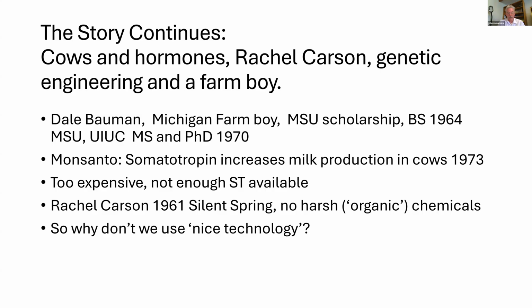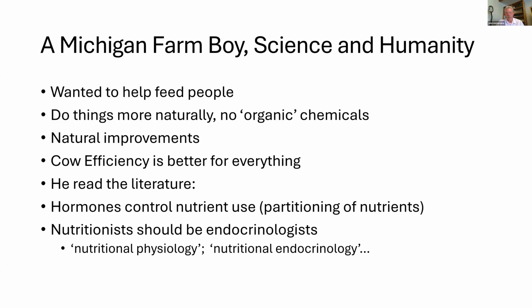And Monsanto in the 60s and 70s had showed that you can increase milk production using somatotropin, but it was too expensive. A young fellow by the name of Dale Bauman grew up on a Michigan dairy and started his professorship at the University of Illinois. I was one of his first students. We want to help feed people. That's why we're here. We want to use naturally occurring hormones. We know that animals that are more efficient are better for us, better for the planet.